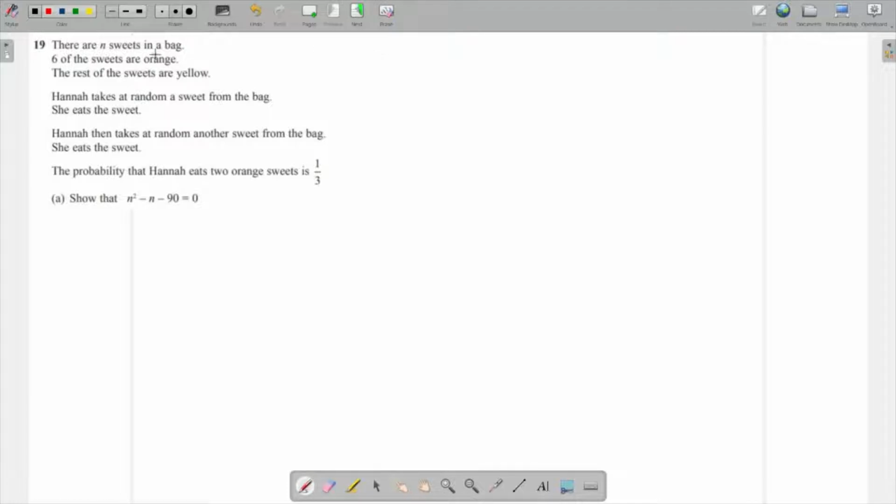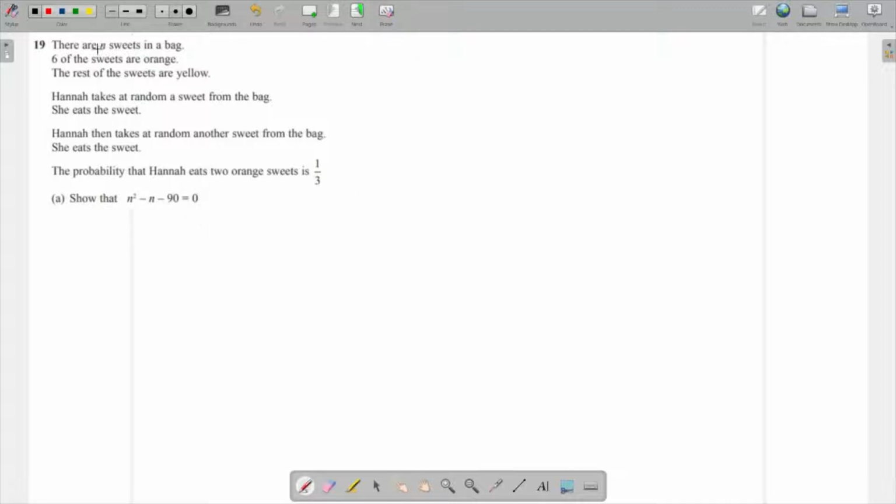So there are n sweets in a bag, 6 of the sweets are orange, the rest of the sweets are yellow. Hannah takes at random a sweet from the bag and then she eats the sweet. Hannah then takes at random another sweet from the bag and then eats the sweet as well. The probability that Hannah eats 2 orange sweets is 1 over 3, and we want to show that n squared minus n minus 90 equals 0.